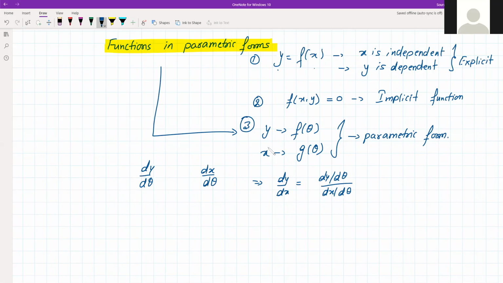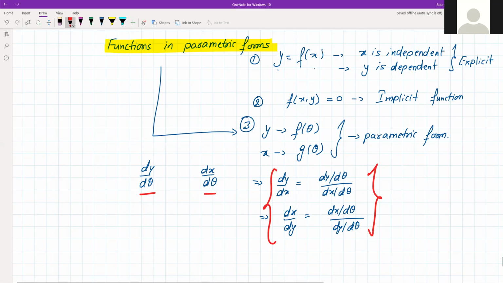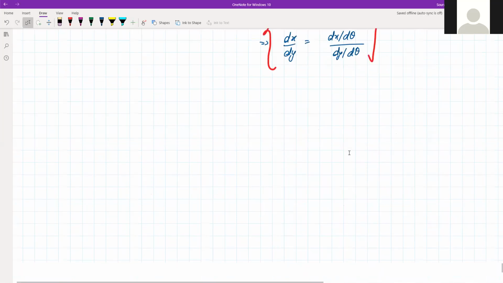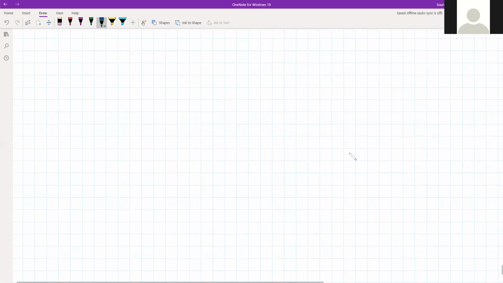And if you have to find dx by dy, even that can be done. That is again easy: dx by d theta divided by dy by d theta. This is what the technique is. You find dy by d theta and dx by d theta separately, and then you divide them. It depends on what we have to find, whether dy by dx or dx by dy. And again, this is a very simple method. So let's understand it by solving a few problems.